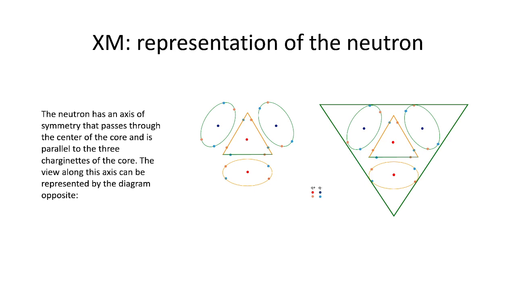XM, representation of the neutron. The neutron has an axis of symmetry that passes through the center of the core and is parallel to the three charge nets of the core. The view along this axis can be represented by the diagram opposite.